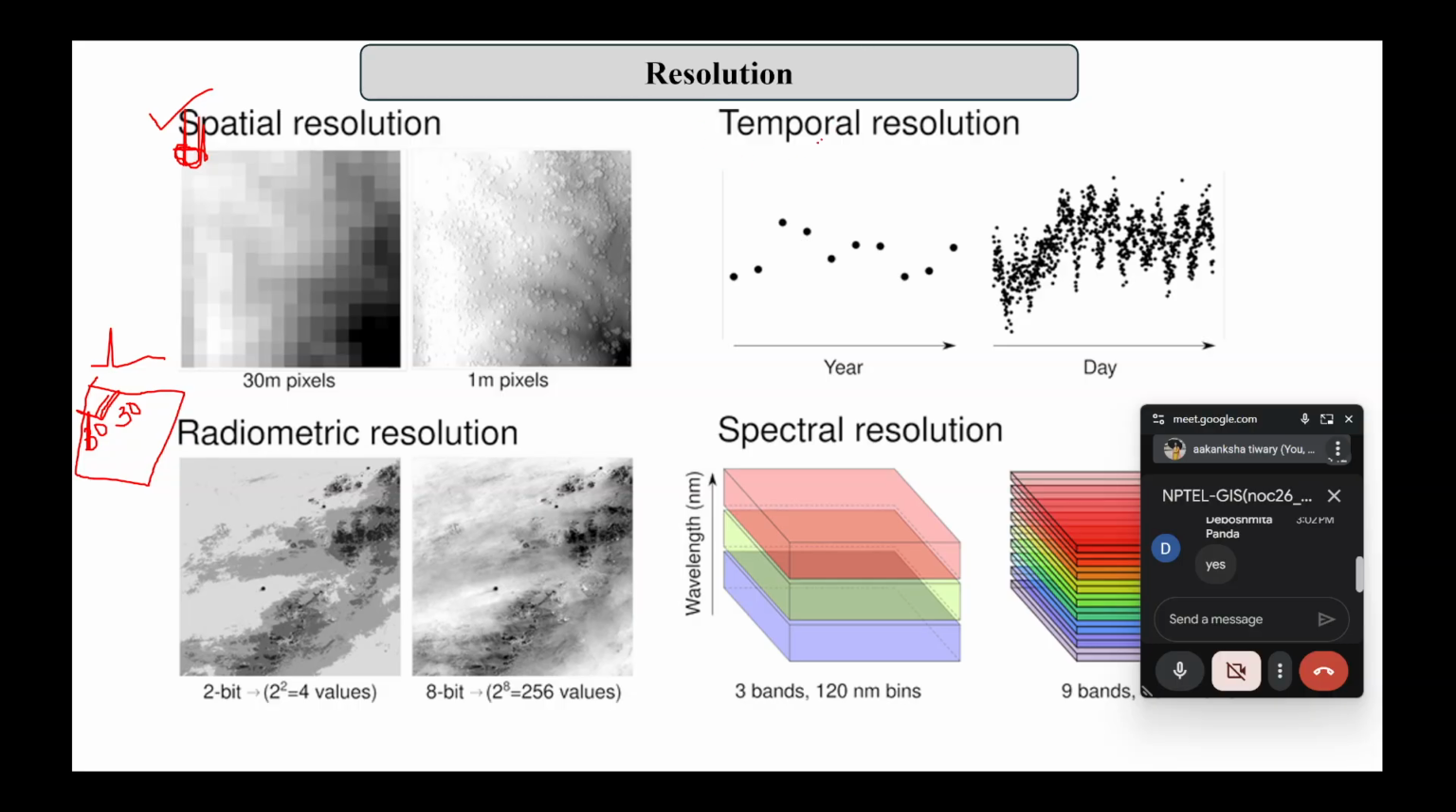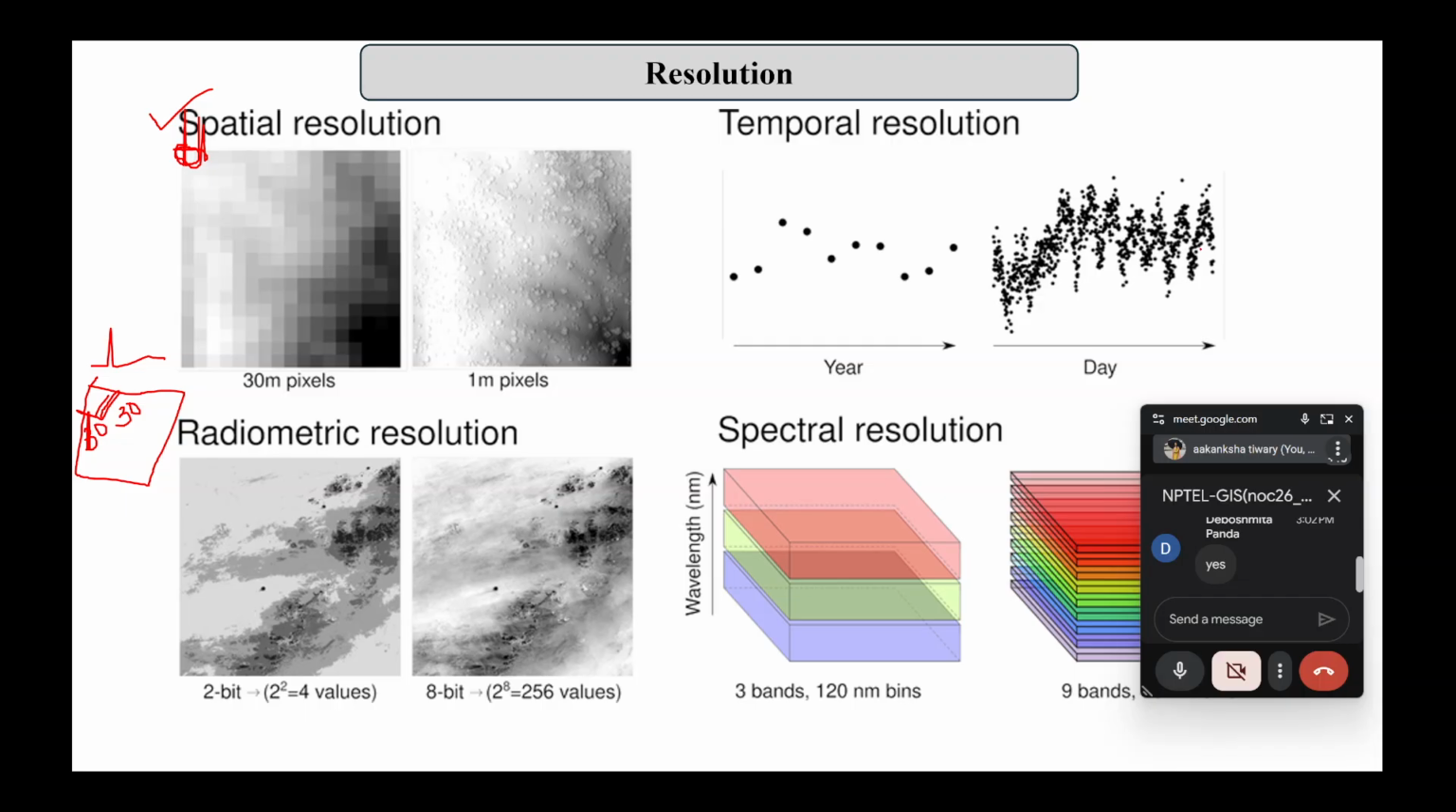Okay, next one is temporal resolution. Temporal resolution is basically dependent on the revisit time. Suppose there is a satellite which will come every year to a particular area. Every year it is moving and coming to Delhi or crossing Delhi, and every year we have one image. And suppose there is one satellite which is very fast, and it will revolve and come to Delhi on a daily basis.